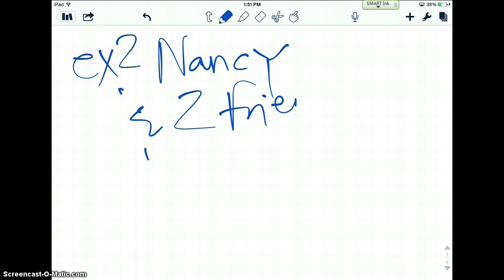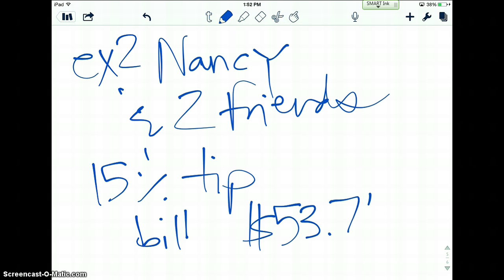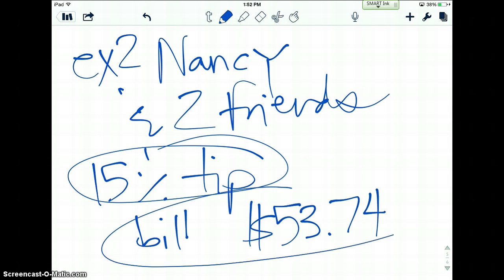Yep. So how many total is that going? Well, that's 3 people. 2 people plus Nancy. They paid a 15% tip at a restaurant with a bill. Here was their bill. $53.74. Okay. They went to a restaurant. They paid 15% tip on a bill of $53.74. Then they split the total evenly. How much did each person pay?